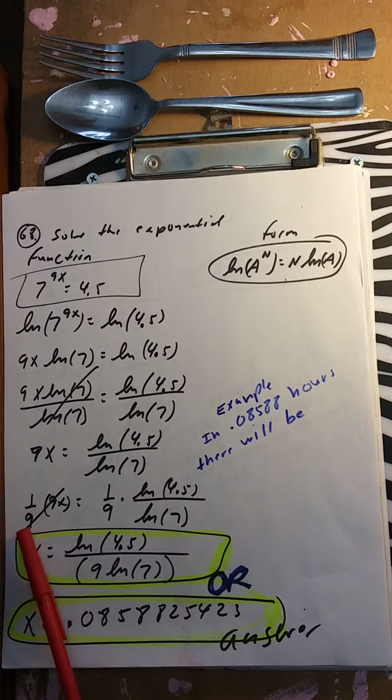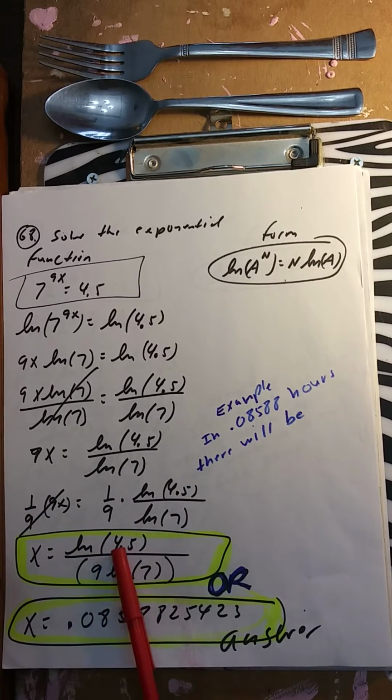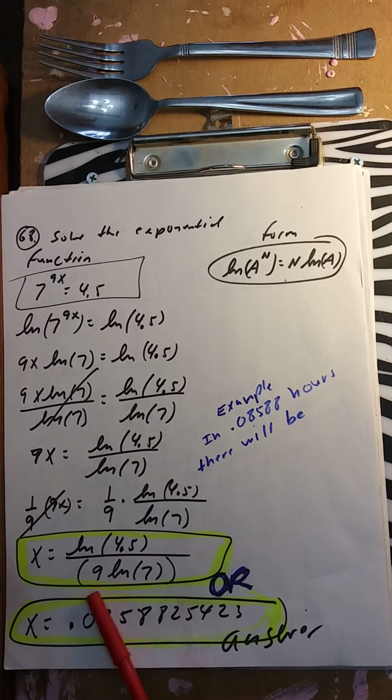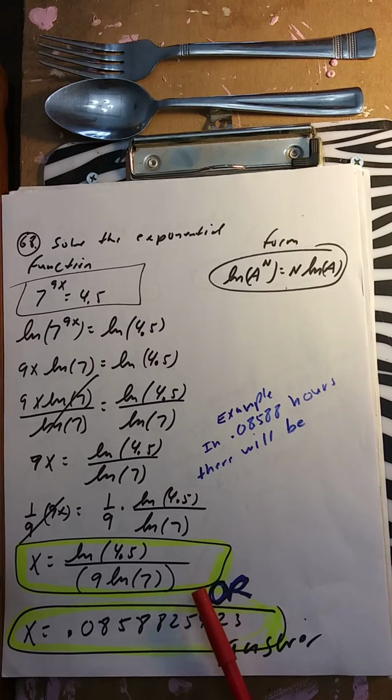Now I'm going to multiply by 1 over 9 on both sides. So these will cancel. x equals ln of 4.5 over parentheses 9 ln of 7, close. Or put it in the graphing calculator, you're going to get this decimal number. Okay?